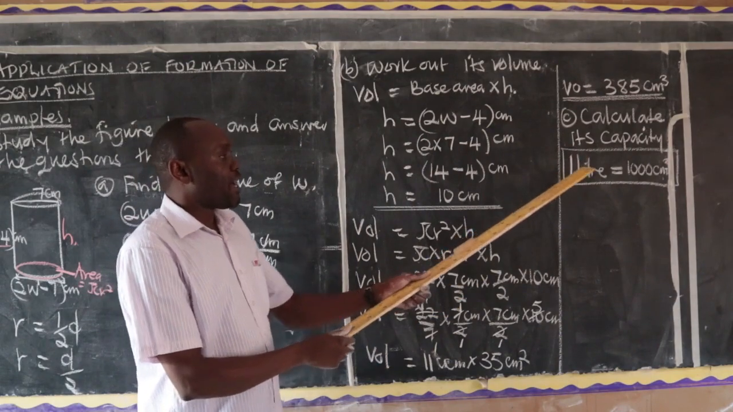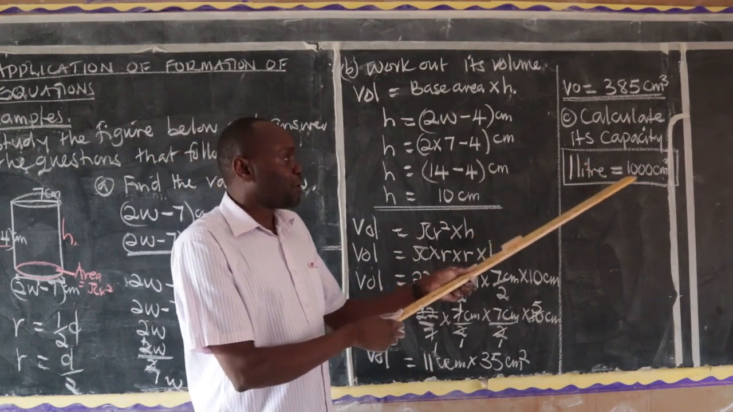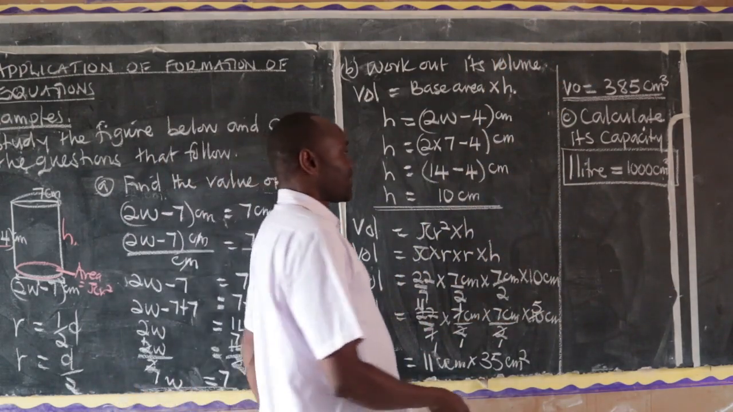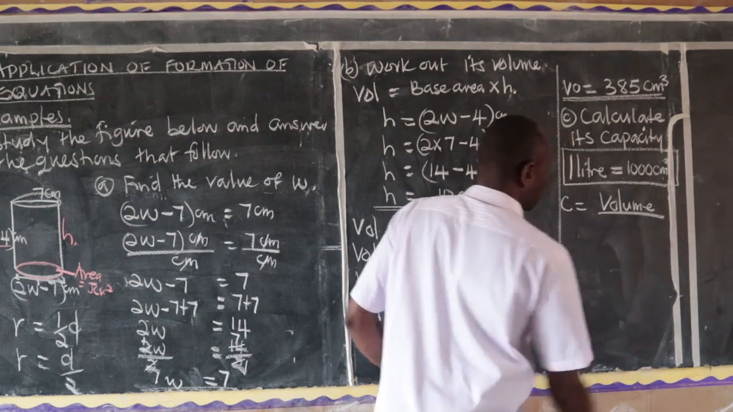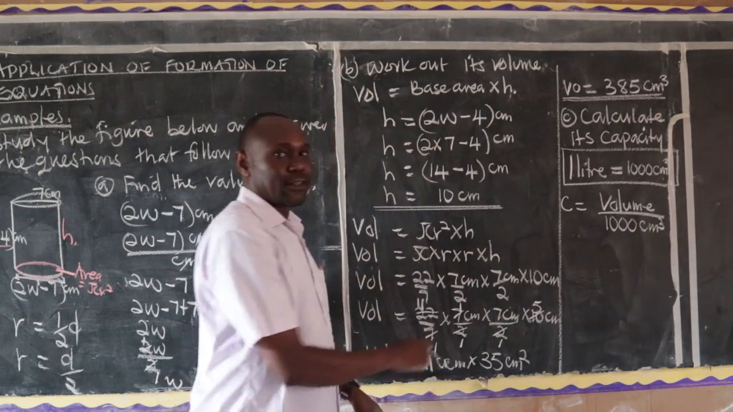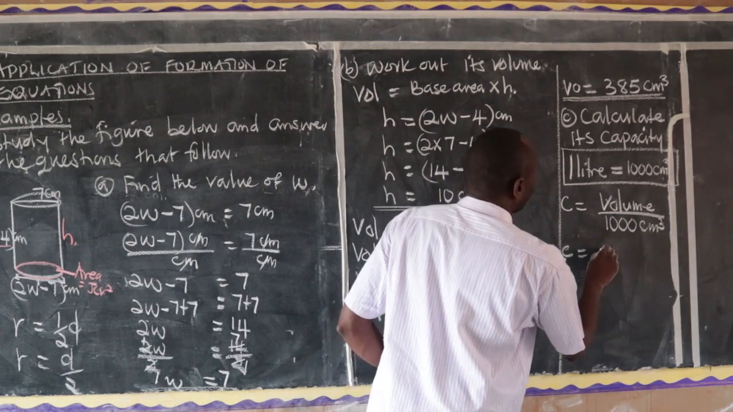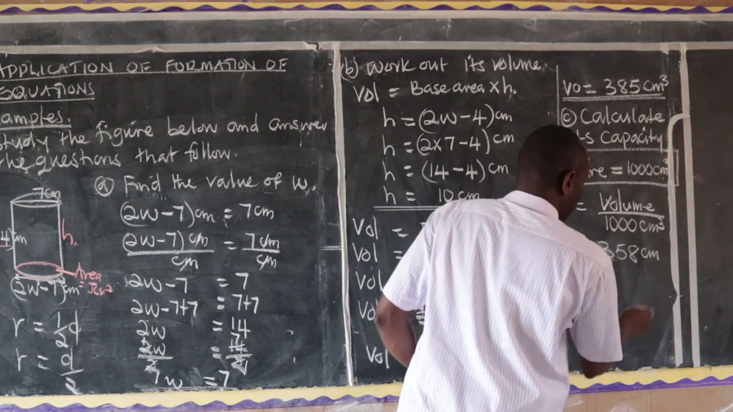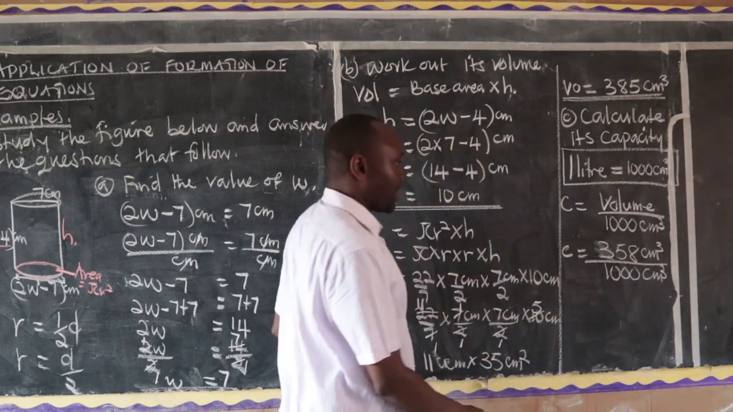Dear candidates, this is where you always go wrong. Some of you say 1 liter is equal to 100 centimeters. Some say 1 liter is equal to 1,000 centimeters. It is 1,000 cubic centimeters. So the capacity will be volume over the 1,000 cubic centimeters. We already know the volume, so there is no need of us repeating. So the capacity will be 385 cubic centimeters over 1,000 cubic centimeters.